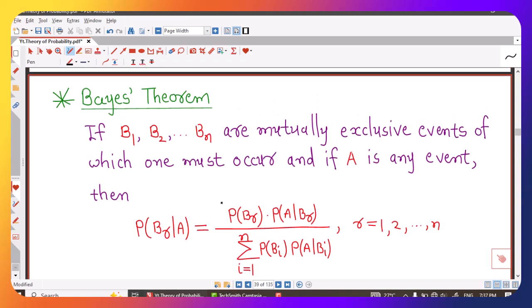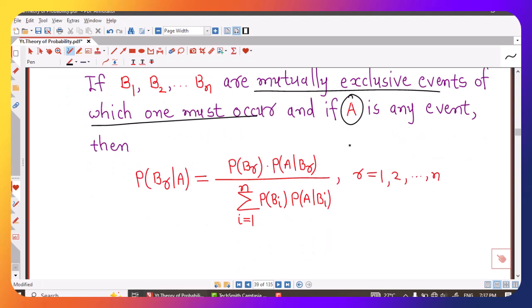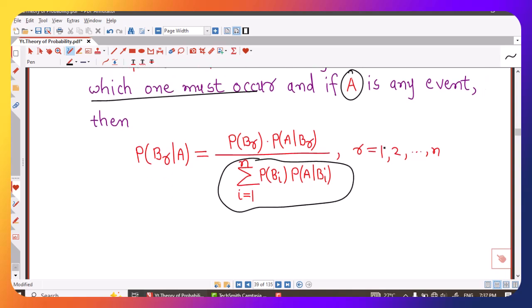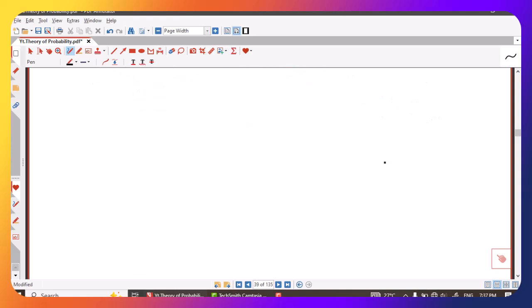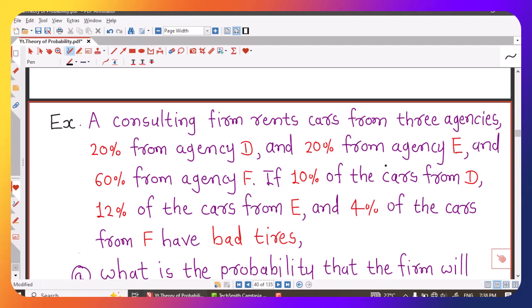Sometimes they ask you to write down the statement of Bayes theorem also. So for Bayes theorem also we will write that suppose we have n mutually exclusive events of which one must occur, and if A is any event, then the conditional probability of Br given A is given by the probability of Br times the probability of A given Br divided by the probability of A, and the probability of A is given by the rule of total probability. So now we will understand the use of these two formulas with the help of this example.